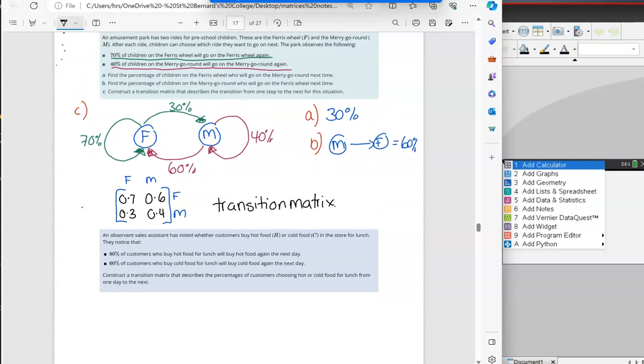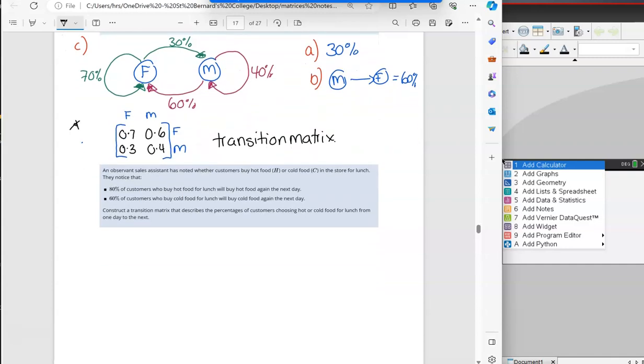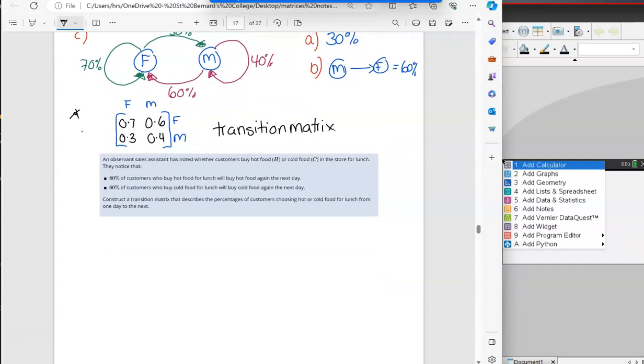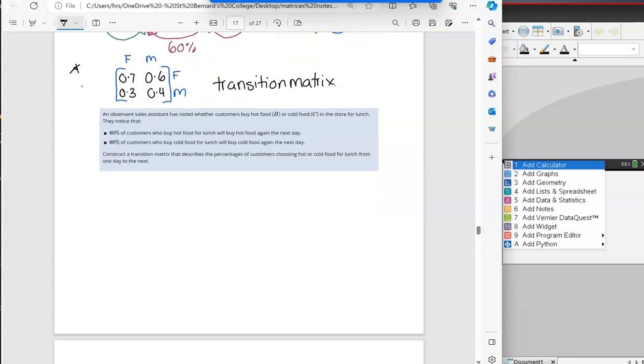So in the end, we would use this to predict how many kids were going from ride to ride. It depends on what day. We say, all right, we've got 300. What's the pattern of what these kids are going to do and things like that. But we'll do them in the future. Don't worry, we're just setting up transition matrices today. So let's have a look. An observant sales assistant noted whether customers buy hot food or cold food in a store for lunch, and they noticed that 80% of the customers who buy hot food will buy hot food again.